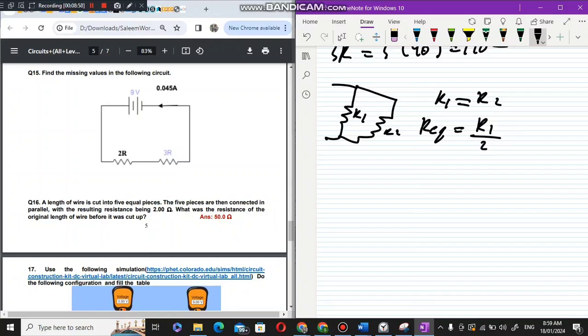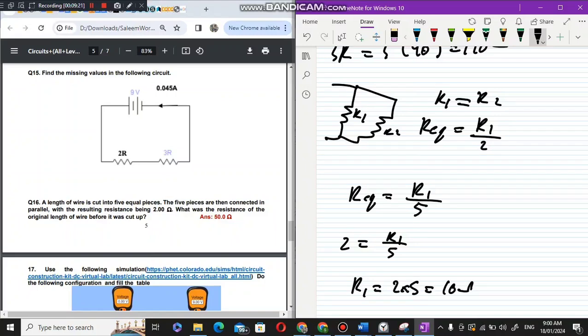So here they are saying we have 5 resistors connected in parallel with resultant resistance being 2 ohms. What was the resistance of the original length before it was cut up? So we'd say that R equivalent is equal to one of them divided by 5. So we say that 2 is equal to R1 divided by 5. Then R1 is equal to 2 times 5, which is 10 ohms.